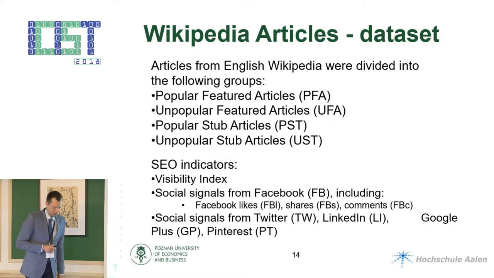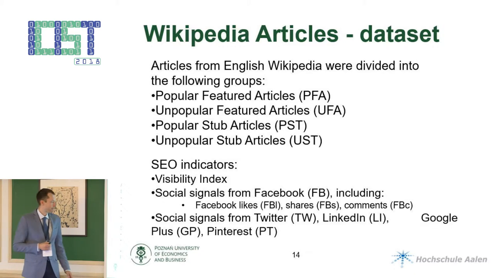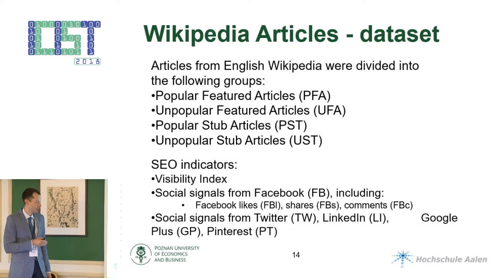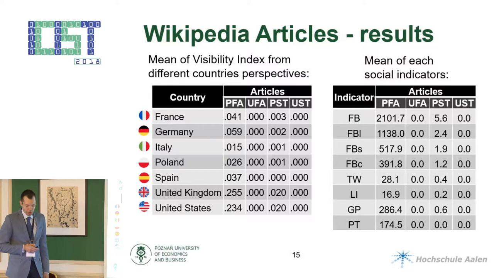Here are presented indicators which we are taking into account. Visibility index, social signals from different social networks, especially Facebook. Here, using the SysTrick tool, we can extract some special metrics from Facebook. For example, Facebook likes, Facebook shares, or how many people comment on this article. Also, we took into account other social networks such as Twitter, LinkedIn, Google Plus, and Pinterest. So this slide presents shortly the results which we received.